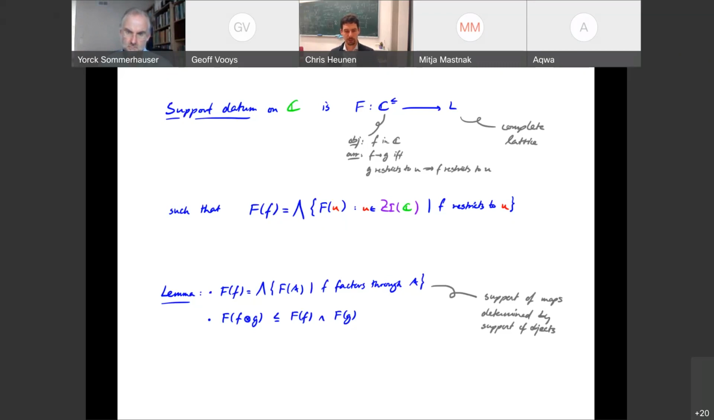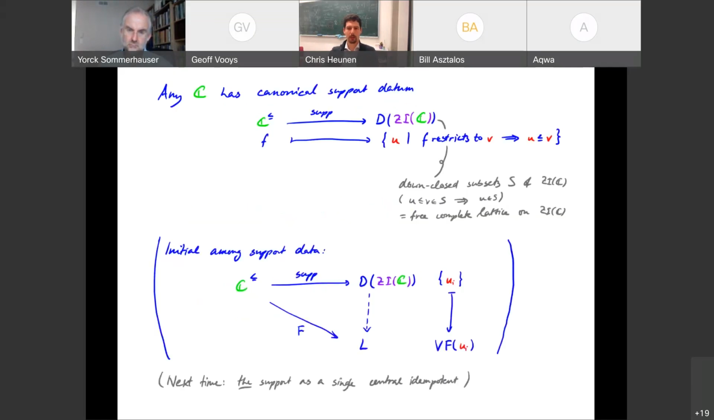Similarly, and this is kind of interesting, the support of an object is exactly the intersection of the support of all the objects that it factors through. So in other words, the support of morphisms is completely determined by the support of objects. So if I have a map from A to B, it follows that F can only live on pieces where A already lived and where B already lived. It can't all of a sudden be more defined. So that's an arbitrary support datum.